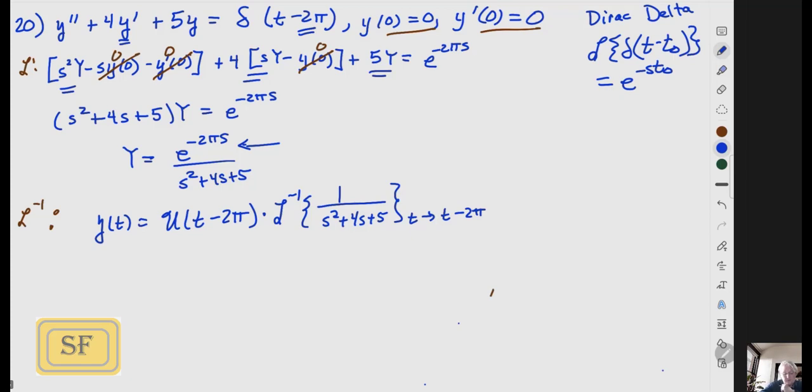So let's see, s squared plus 4s plus 5 doesn't factor. Factors of 5 that add to give us 4. The only factors of 5 are 5 and 1, and they add to give you 6. So this doesn't factor. Because we have that s squared, you want to think completing the square.